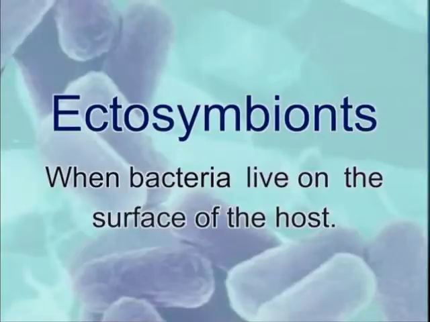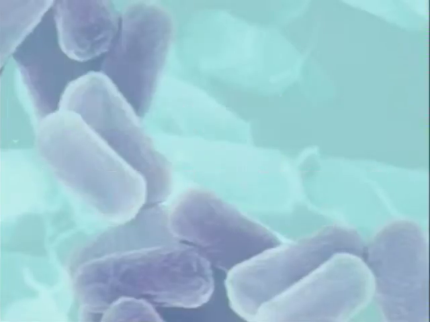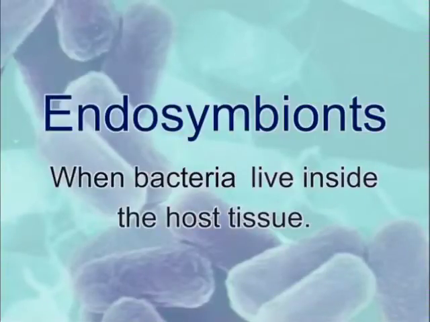In terms of their association with the host, symbiotic bacteria may be ectosymbionts, when bacteria live on the surface of the host, or endosymbionts, that is, when bacteria live inside the host tissue. The bacteria inhabiting intestines of man and animals are good examples of symbiotic bacteria.